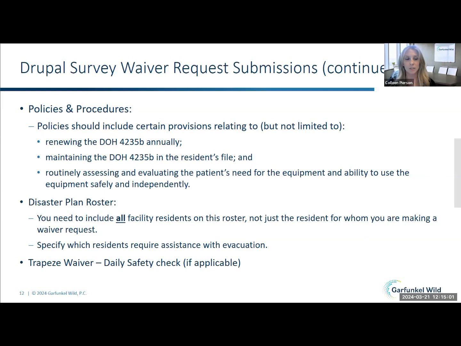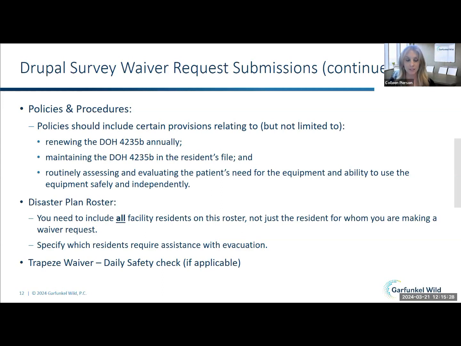So you also need to submit a disaster plan roster. This has also been a source of delay for requests, because it's very important to realize you need to include all facility residents on this roster. You're not just submitting a roster that includes the one resident for whom you are making a waiver request. You have to include all facility residents on your disaster plan roster that you attach to your Drupal survey.